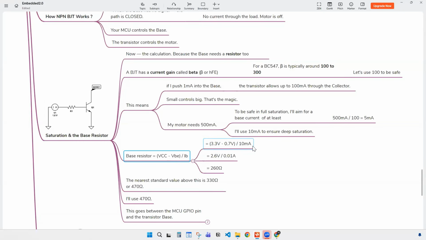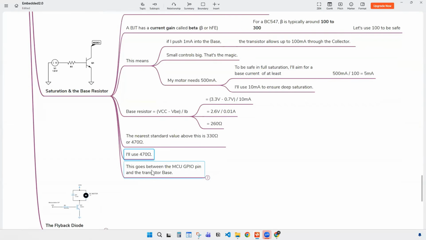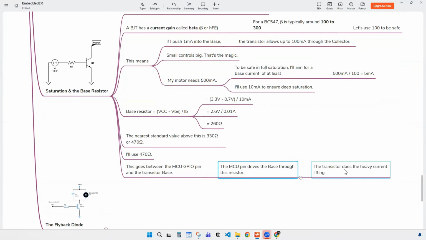The 10 milliamps is the allowed current that needs to be passed through. So it equals 2.6 volts divided by 0.01 ampere, and we get an output of 260 ohms. So 260 is the resistance. The nearest standard value for 260 is maybe 330 ohm or 470 ohm. We will be using a 470 ohm. This goes in between the microcontroller GPIO pin and the transistor's base pin. This is how you have to calculate the base resistor.